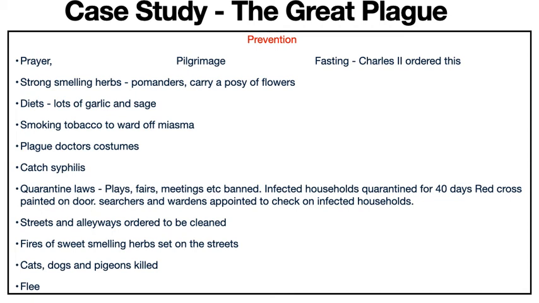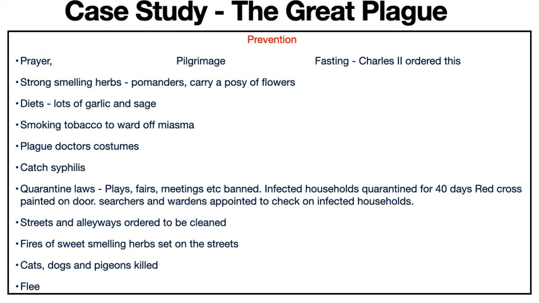Perhaps you'd smoke tobacco to ward off the miasma. Well, this is a very weird one. Catching syphilis. It was believed because syphilis had the sores that were similar to the sores of the Great Plague, that if you caught one, you wouldn't catch the other. So people going out deliberately and getting syphilis in order not to get the Great Plague.